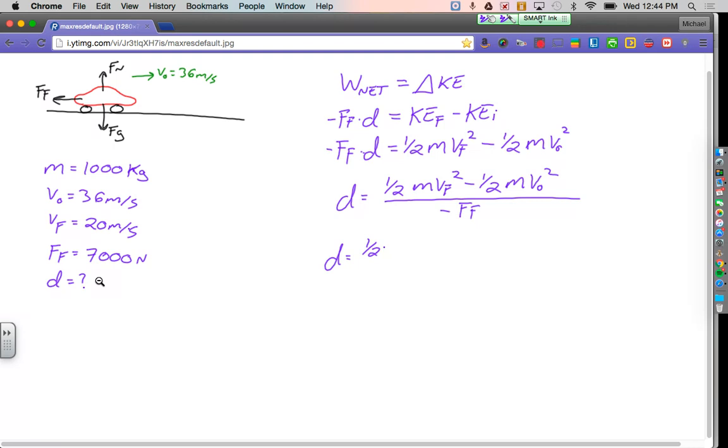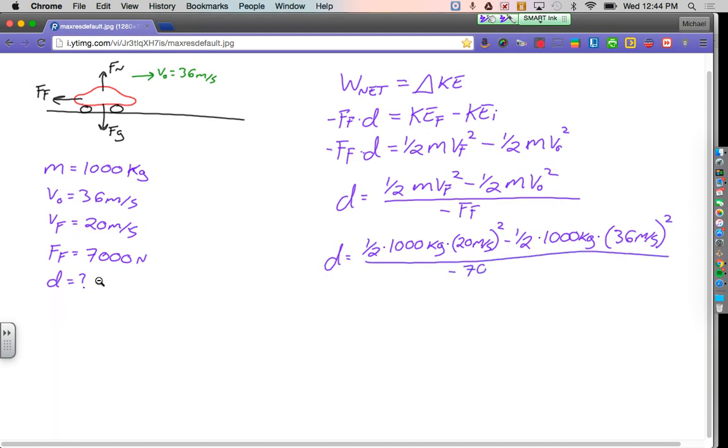So I have 1/2 times 1,000 kilograms times the final speed, which was 20, squared, minus 1/2 times the 1,000 kilograms times the initial speed, which was 36 meters per second, also squared. And I'm going to divide all that by that negative 7,000 newtons that friction is.